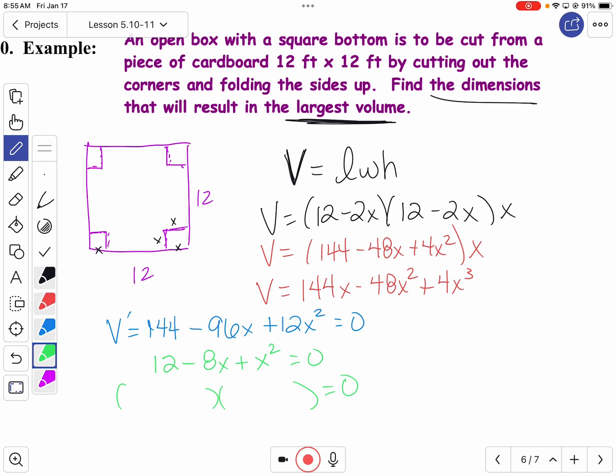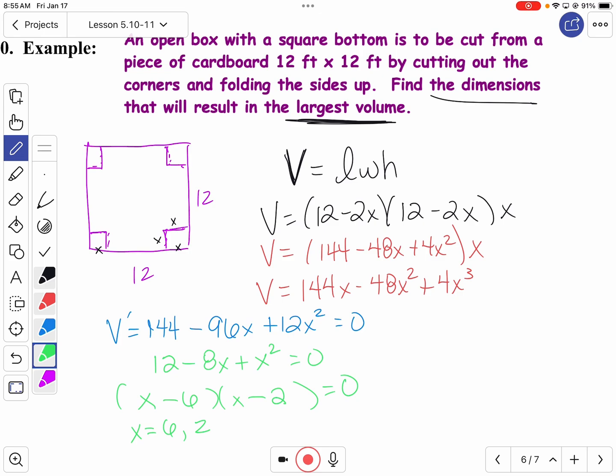And so if we think about this, we're going to get X, let's see, minus 6, minus 2. That gives me X squared minus 8X plus 12. Yep. And so I get 6 and I get 2. Okay. I get 6 and I get 2.